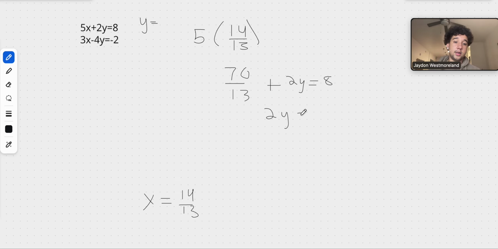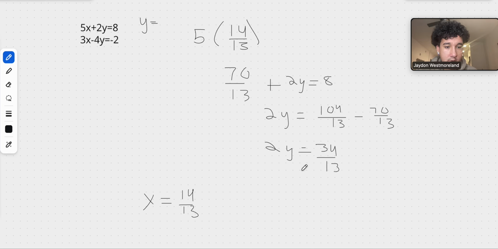So that gives me 2y is equal to, okay, 8 times 13. 8 times 10 is 80. 8 times 3 is 24. So that gives me 104. So 104 thirteenths minus 70 thirteenths is going to give me 2y is equal to 34 thirteenths. Divide by 2. And you get y is equal to 34 26ths.